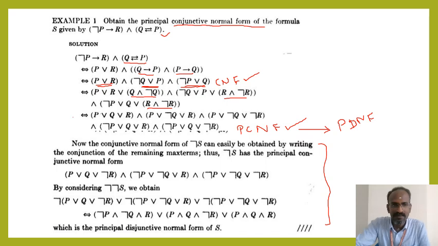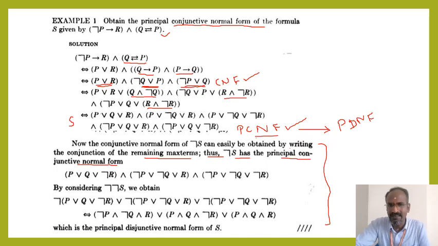First of all, this is the given statement S. We take the negation of the entire statement S and obtain it by writing the conjunction of the remaining max terms. Thus negation S has the principal conjunctive normal form. Next, out of the eight max terms we listed in the previous slide, what are the terms to be cancelled from this principal conjunctive normal form?